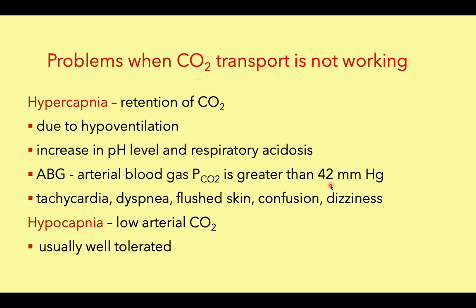There can be problems with carbon dioxide transport when it's not working properly, and hypercapnia and hypocapnia are two conditions. Hypercapnia is too much carbon dioxide in the blood. It decreases the pH levels and causes acidosis. A clinician would check the arterial blood gas of carbon dioxide, and if it's greater than 42 millimeters of mercury, then that's considered hypercapnia. Hypocapnia, on the other hand, is low CO2, and that's generally well tolerated.